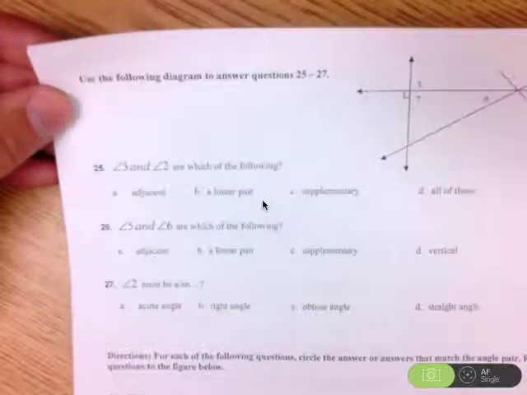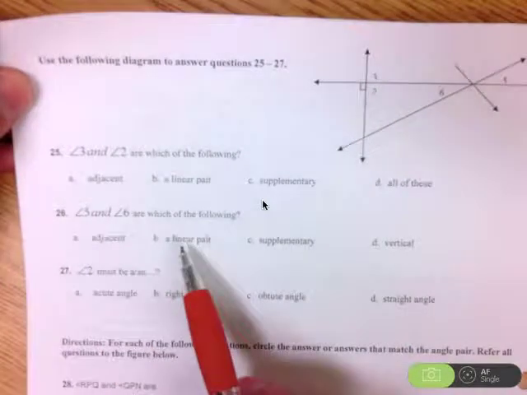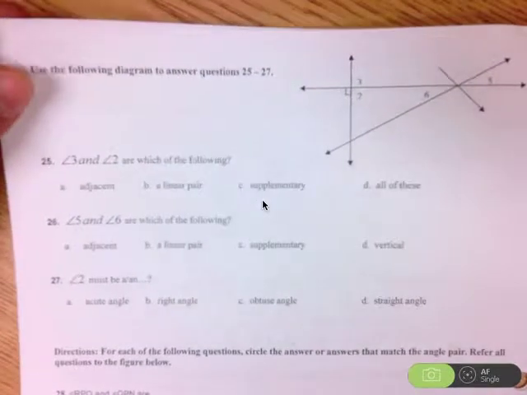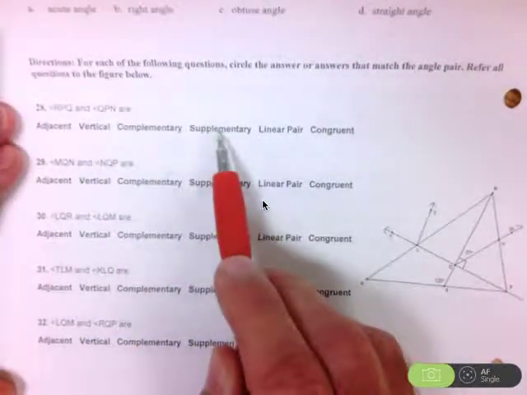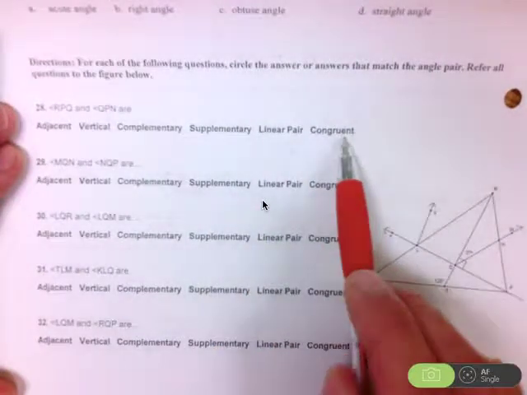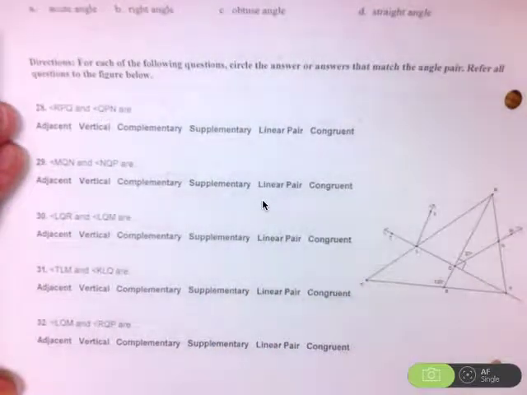So the last page is really just about vocabulary. It starts with a couple of multiple choice questions referring to this diagram to decide if you can identify adjacent angles, linear pairs, supplementary, vertical angles, straight angles, obtuse, acute, and right angles. It's just practicing the basics of identifying angle pairs. Same thing here. There aren't this many questions, of course, on your test that ask you to do this. We just wanted you to have practice finding the difference between adjacent and vertical, complementary, supplementary angles, linear pairs, and congruent angles. So here I'll do number 28 with you, but the key is to identify the angles first.